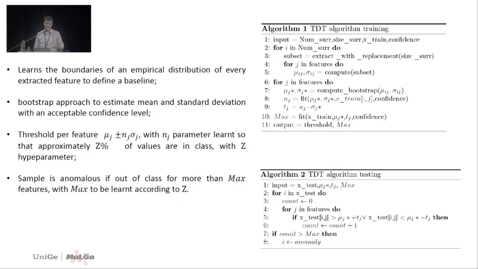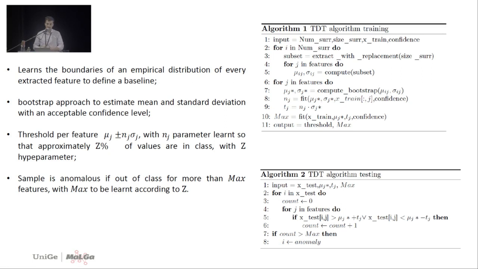Now I'll give you more details about the TDT. This algorithm learns, of course, the boundaries of an empirical distribution for each of the extracted features to define a baseline. And this will be the baseline of the healthy plankton I was telling you about a few slides before. At this point, a bootstrap approach is used in order to estimate the mean value and the standard deviation with an acceptable confidence level. And one threshold per each feature is defined as the mean value minus or plus n times the standard deviation, with n learned by the algorithm.